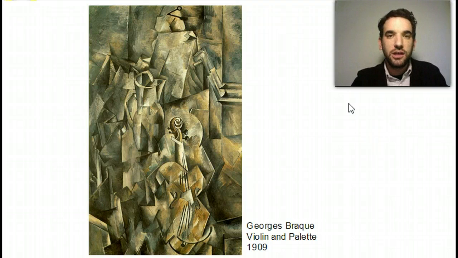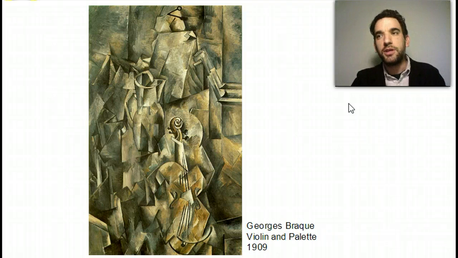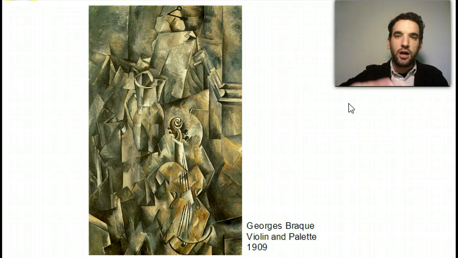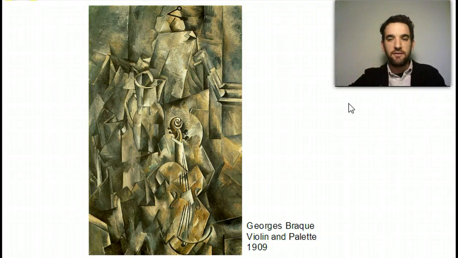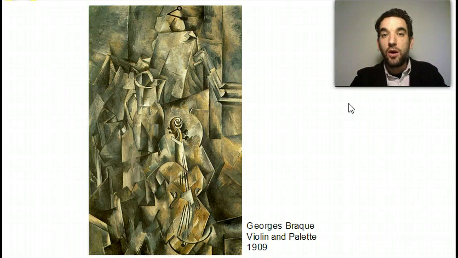If you think back to the earlier works, I keep referencing Ingres' Grand Odalisque. It's easy for a viewer to walk up to the painting, to look at the painting, figure out exactly what the painting's about, and then move on. If they would like to, they can spend more time looking at how beautifully Ingres rendered the model, how beautifully he gave her just shadow in the right spaces to give her this three-dimensional volume. But ultimately, the person can just walk by very quickly.